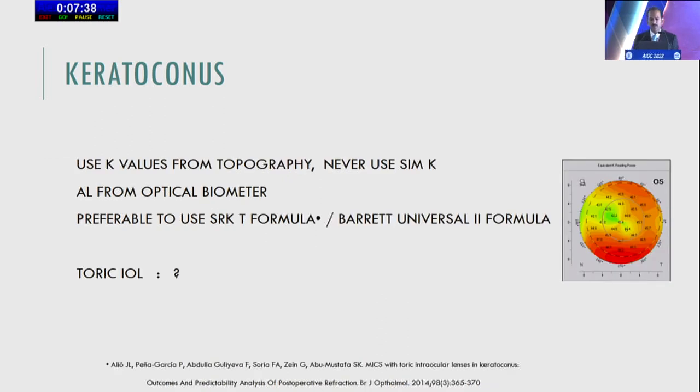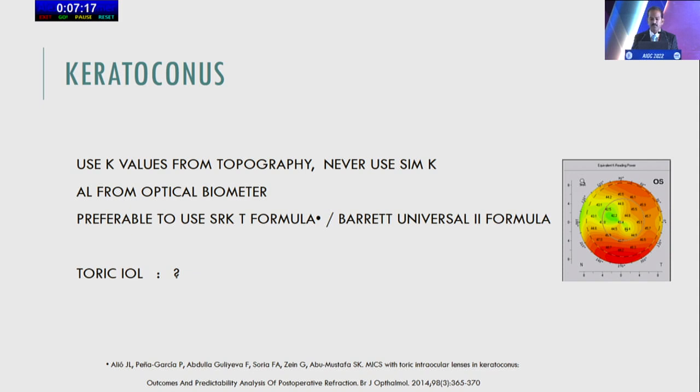Once you have the keratometry values, it is always better to recheck with your tomography. The main advantage of tomography is that it will give the health of your posterior cornea, and the health of your anterior cornea right from the center to the periphery, and of course you can grade the keratoconus with the tomographers. Never use a SimK value. Axial length is preferably taken from the optical biometers.